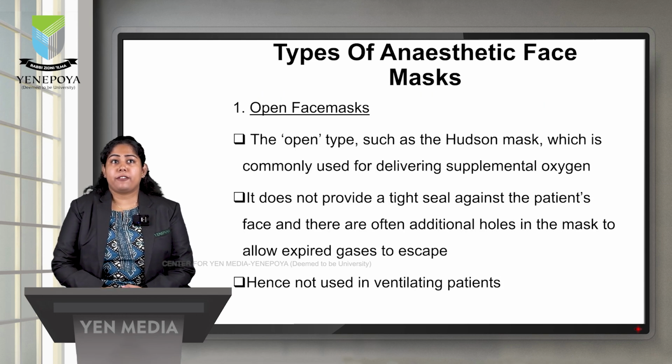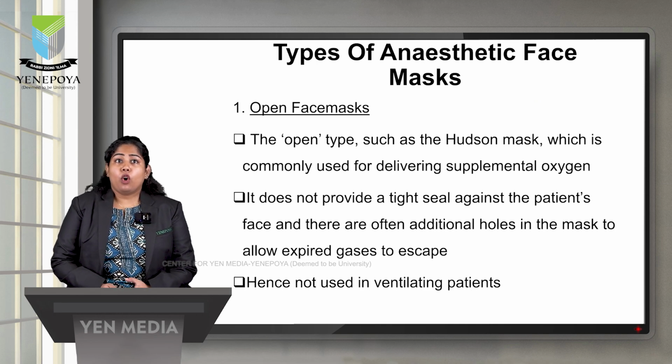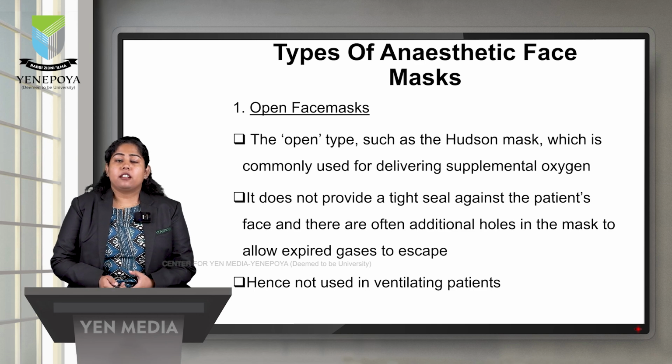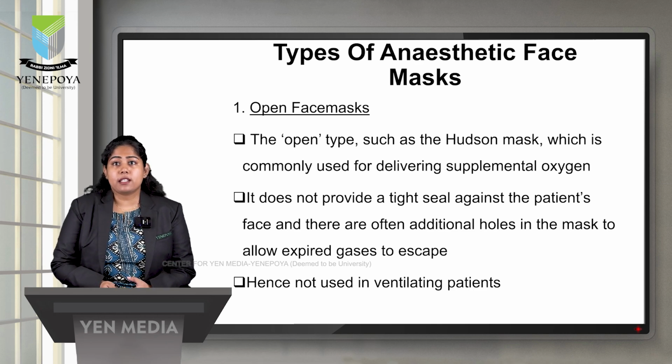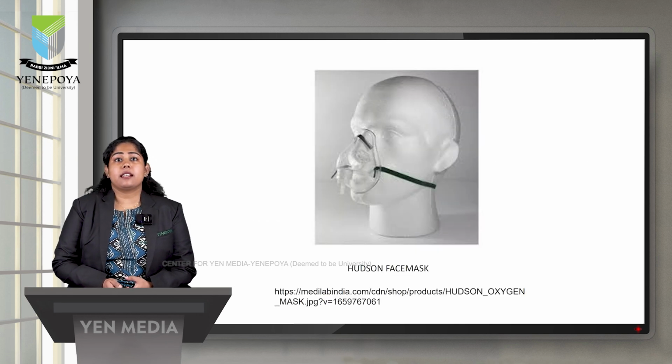Types of anesthetic face mask. First one is open face mask. The open type, such as a Hudson mask, is commonly used for delivering supplemental oxygen. It does not provide a tight seal against the patient's face and there are often additional holes in the mask to allow the expired gases to escape. Hence, this mask is not used for ventilation purposes. This is a Hudson's face mask.